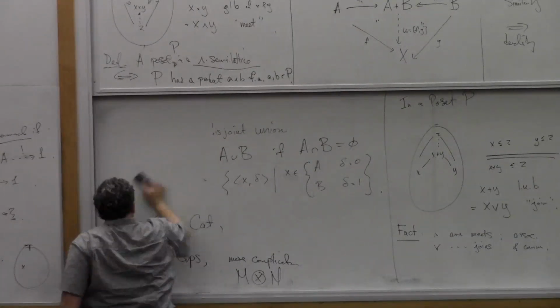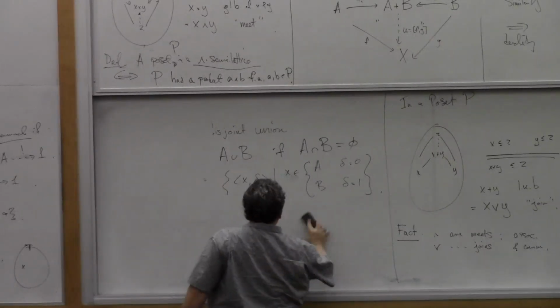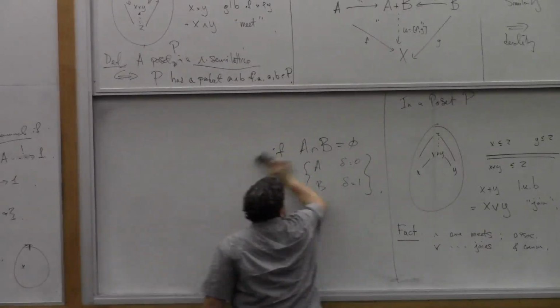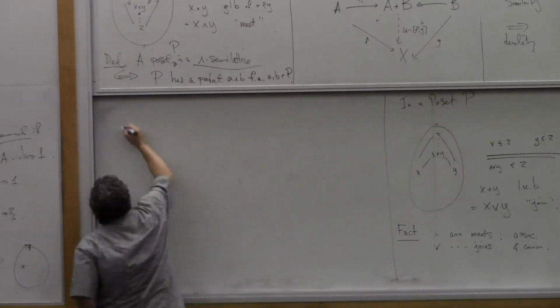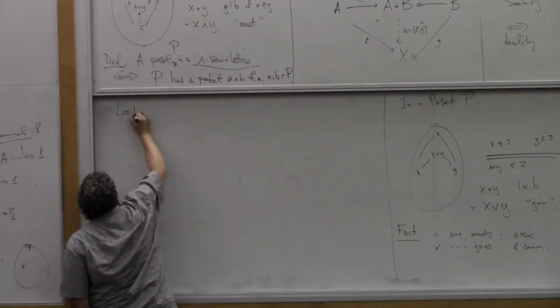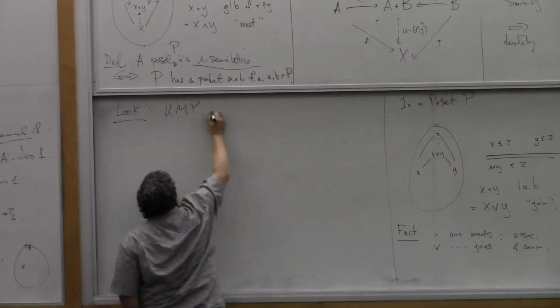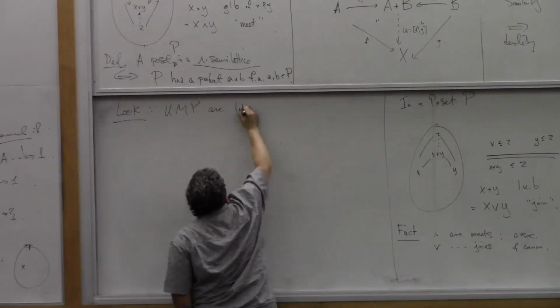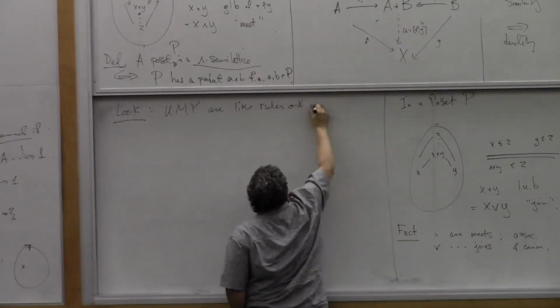And maybe this is a good time to emphasize, I haven't forgotten this uncashed check over there. I need to finish that sentence, but maybe this is a good time to emphasize the following. These universal mapping properties are like rules of inference, schematic rules of inference.